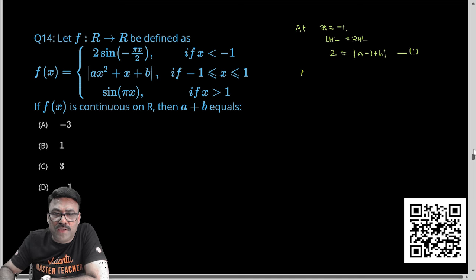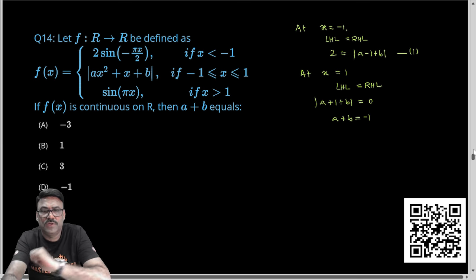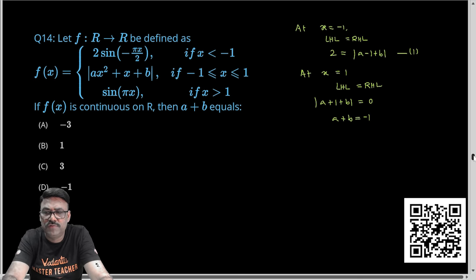Now at x is equal to 1, again function is continuous, so again left hand limit and right hand limit should be equal. At x is equal to 1, left hand limit is A plus 1 plus B and right hand limit is 0. So this gives you A plus B is equal to minus 1. And you can see that A plus B is equal to minus 1 satisfies the first condition also. So correct answer will be minus 1, which is option D.